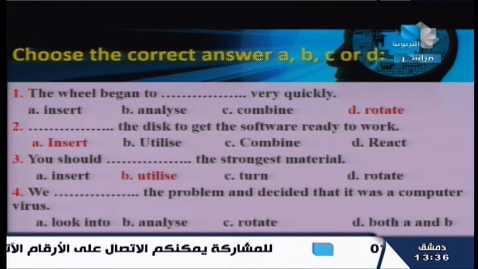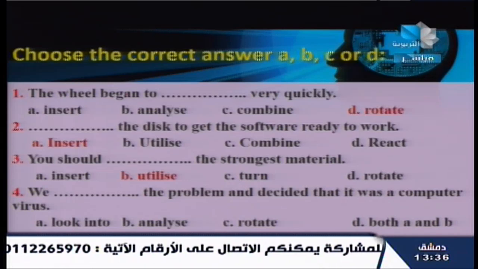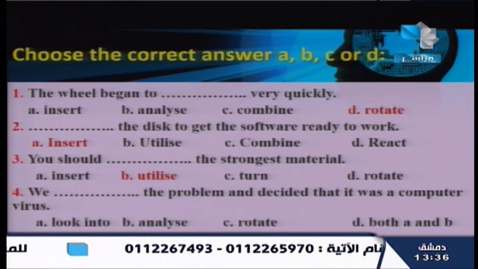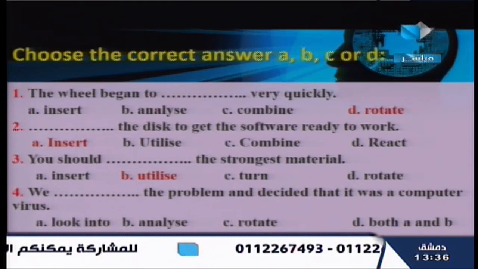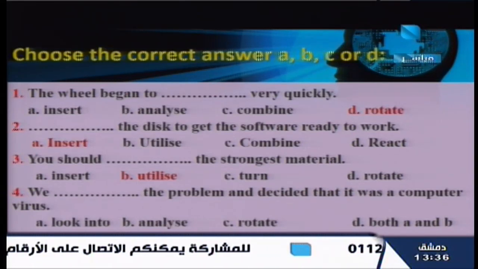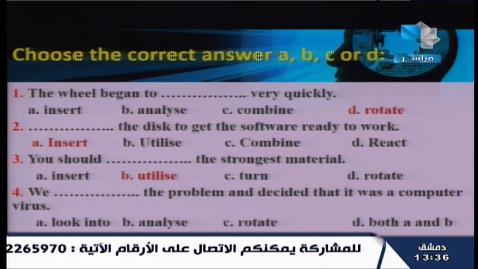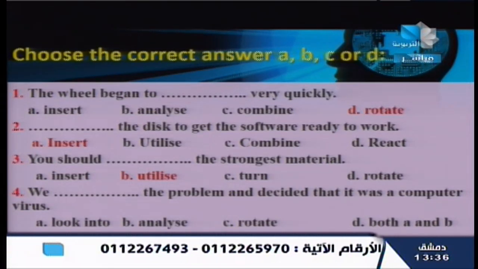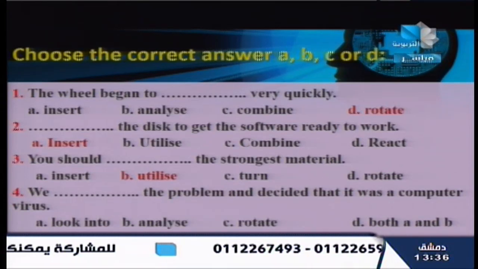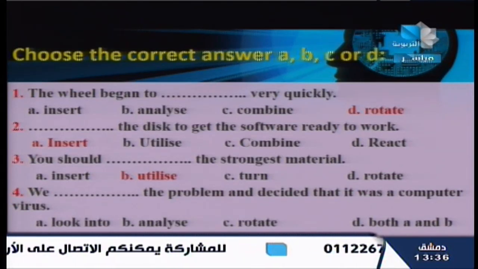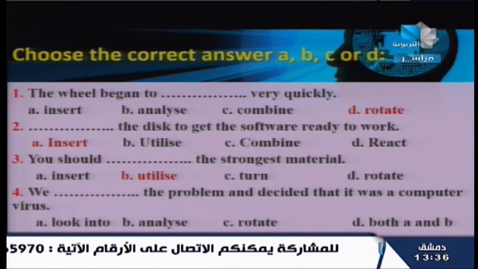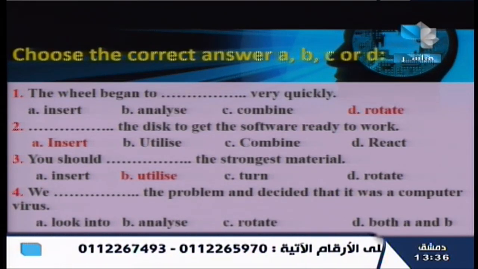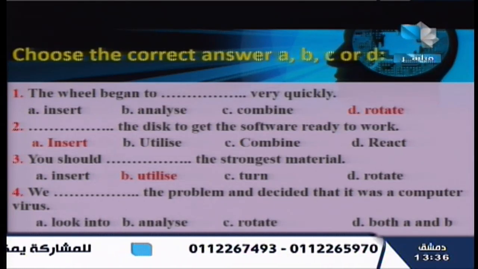Of course, let's complete the sentence first. So we, the problem, and decide what it was, that it was a computer virus, sorry. So if we say look into, it's okay. If we say analyze, it's okay. So it should be D, both A and B, because they are similar in meaning. Look into the problem. Look into, to search into the problem. Analyze, and to have the details. We looked into, or we can analyze the problem.